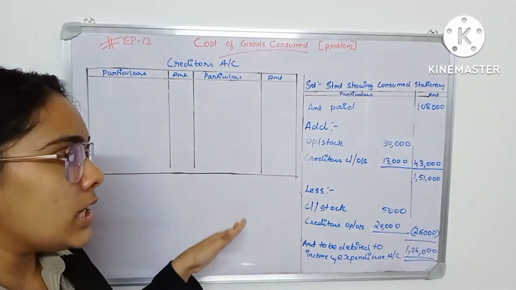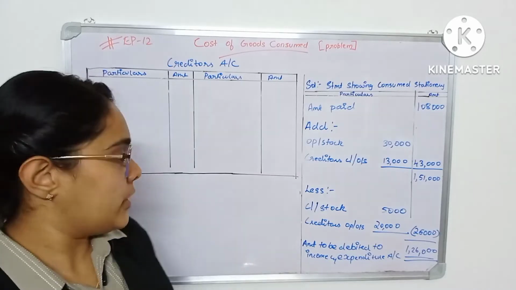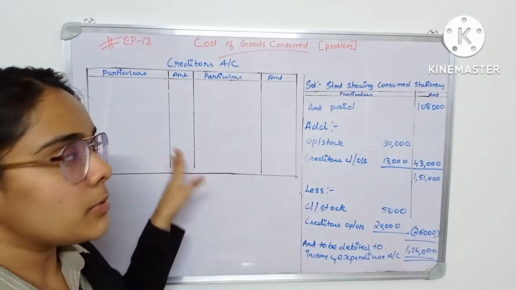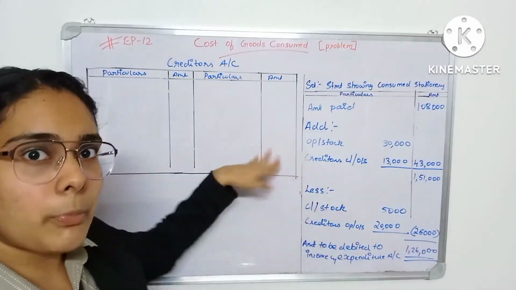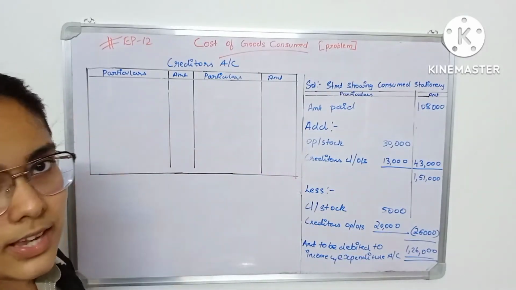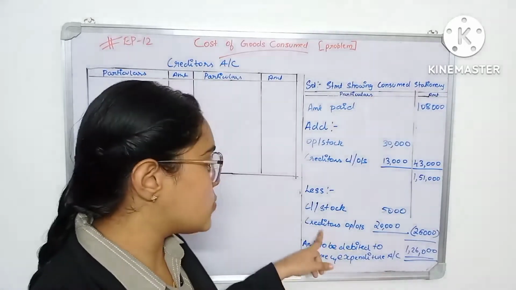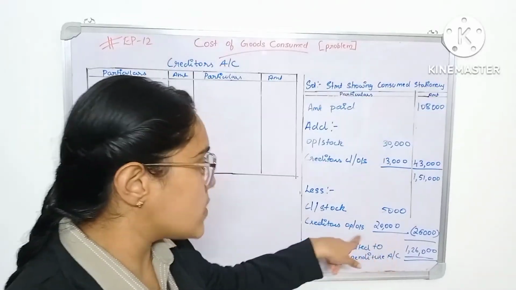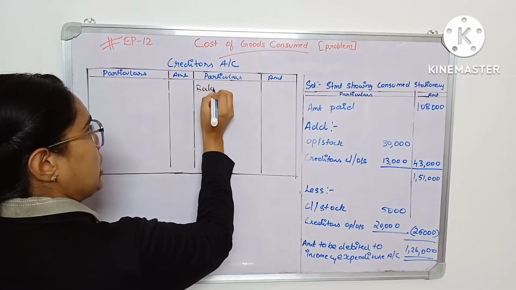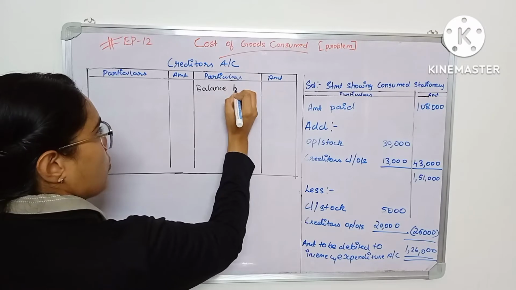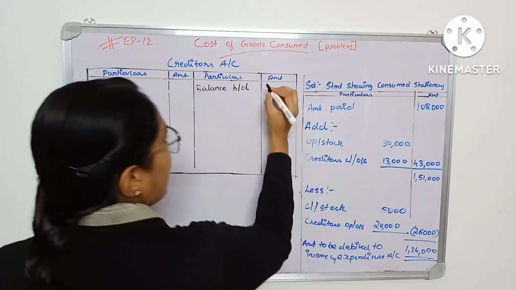Here in our question the opening balance of creditors was given, right? I have wrapped up the question, but never mind, I have already written the statement form. From this you can prepare the sundry creditors account. What was the opening amount of creditors? It was 20,000. So you will write balance brought down, that is the opening balance, 20,000.